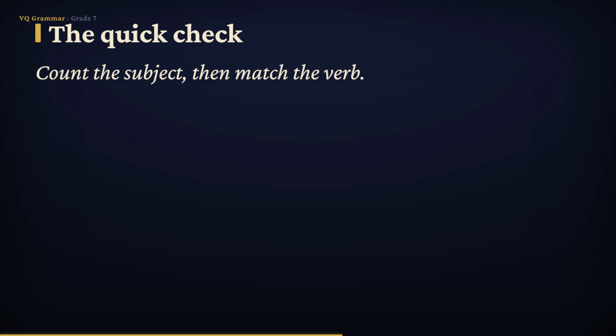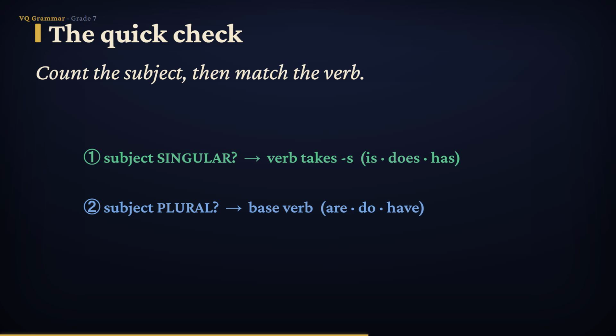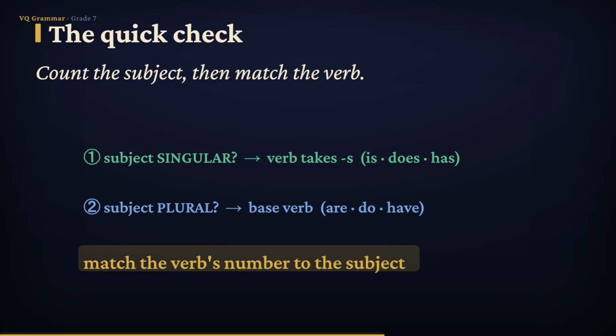Let's boil it down to a quick check you can run on any sentence. Step 1. Is the subject singular, just one? Then the present tense verb takes the S, or it uses is, does, or has. Step 2. Is the subject plural, more than one? Then use the base verb, or use are, do, or have. Either way, you're doing the same thing. Match the verb's number to the subject.